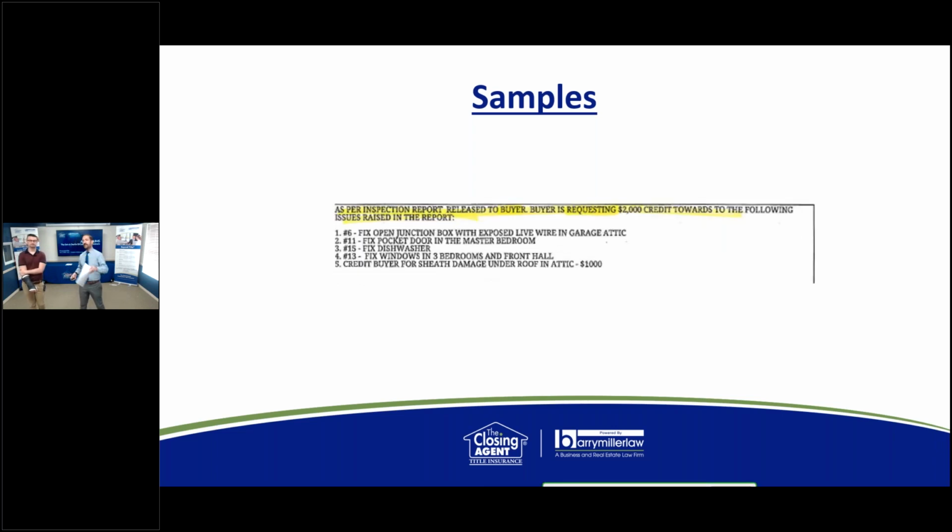Right. So let's just say in this case, they're really not looking for the repairs. They just want the credit. Why do you need to put all this junk in there? Why does it say as per the inspection report released to the buyer? You mean it was released to the buyer? I never know when an inspection report's not released to the buyer. If I buy a house and they do an inspection, they don't release it to me? What do they do with it? Okay, this should have been simple. It should have just been, seller shall provide buyer a credit of $2,000 towards closing costs and prepaids.